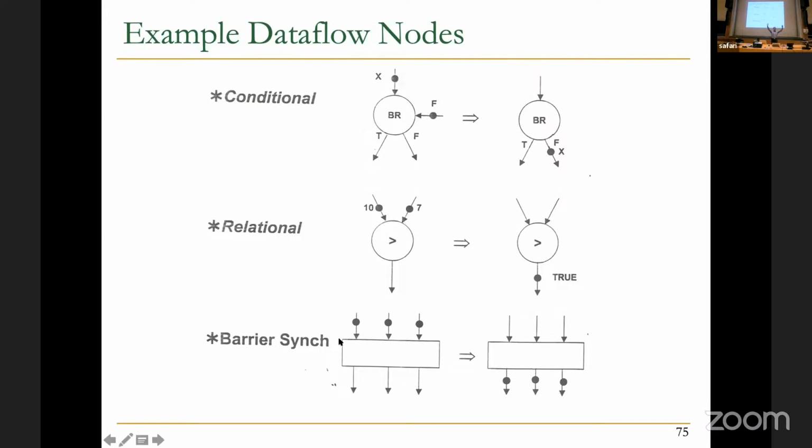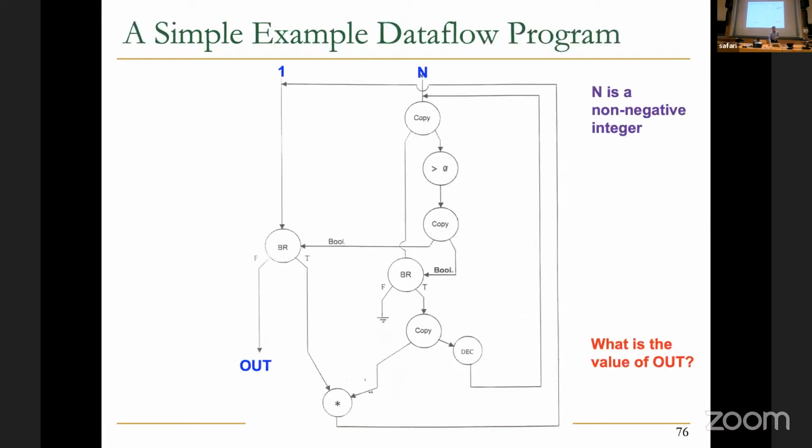You may have many, many parts of the data flow graph computing many things, but you wait until all of them are ready, and then the next part of the data flow graph starts. So it's a beautiful construct, and you will see that when you program in parallel programming. Okay, so let's take a look at a fun program.